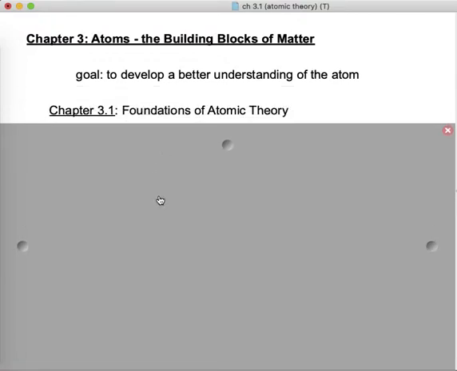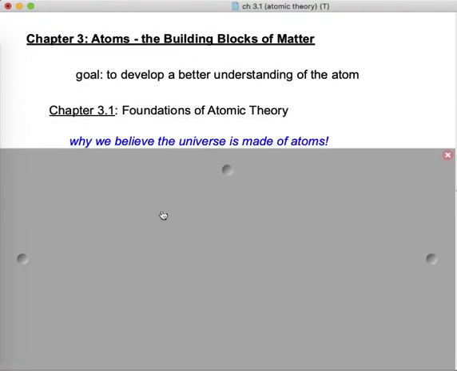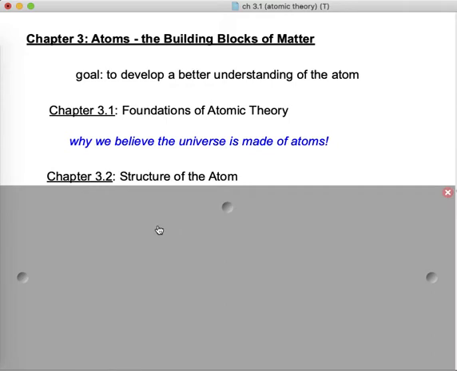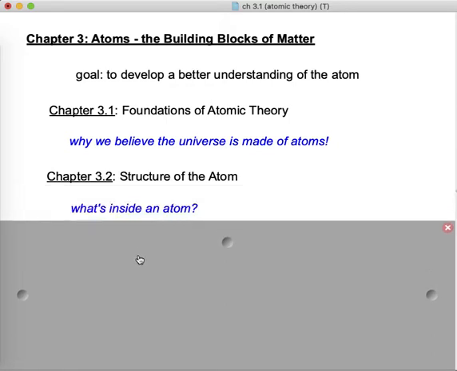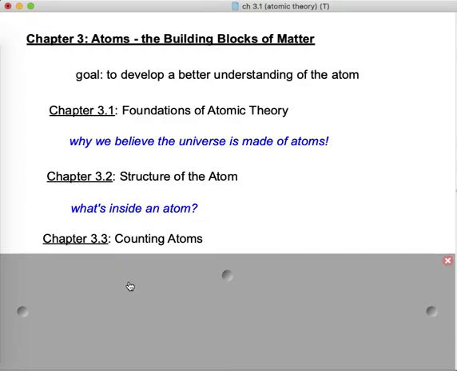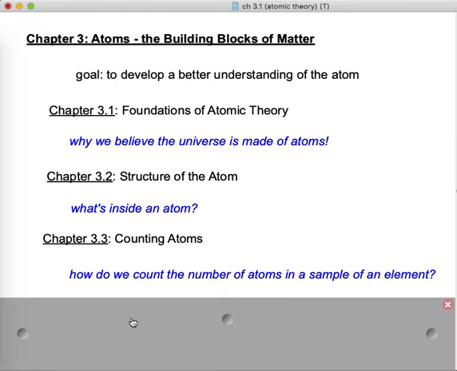In Chapter 3.1, Foundations of Atomic Theory, we will talk about why we believe the universe is made up of atoms. That is the topic of today's video. In Chapter 3.2, we'll talk about the structure of the atom, to answer the question, what is inside an atom? And in Chapter 3.3, we will talk about counting atoms. How do we count the number of atoms in a sample of an element? You'll see it's very straightforward.